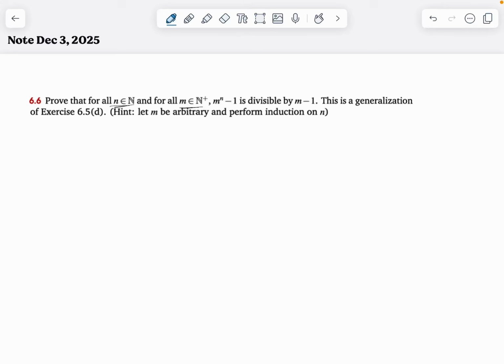Everyone, so today we're going to solve exercise 6.6, which asks us to prove that for all natural numbers n and for all positive integers m, the expression m to the n minus 1 is divisible by m minus 1. And so let's first make sure we really understand what this means. What we're essentially saying here is that if I pick any positive integer m, like 5 or 10 or 100, and we raise it to any natural number power n, and then when I subtract 1, the result will always be divisible by m minus 1.